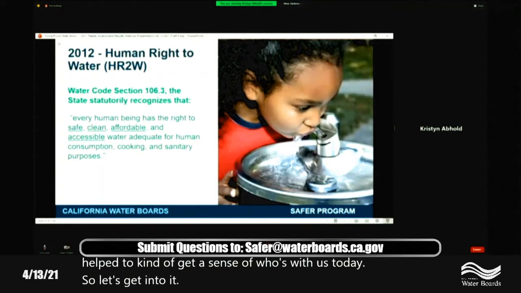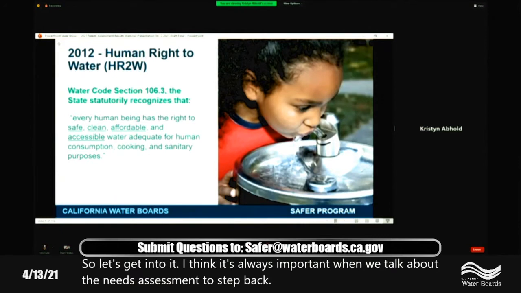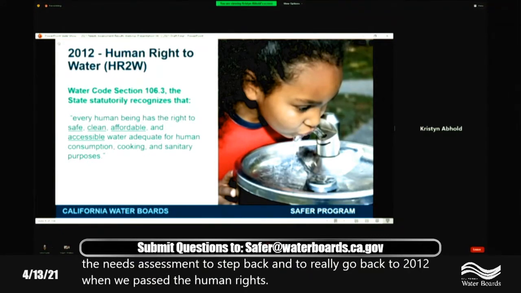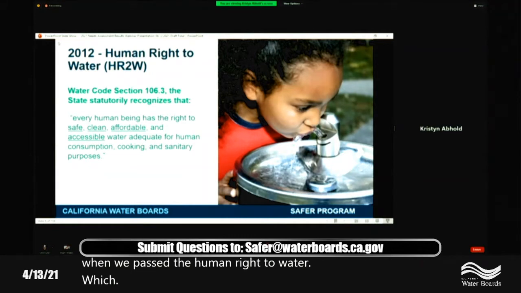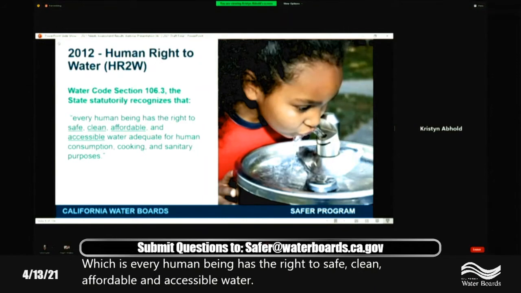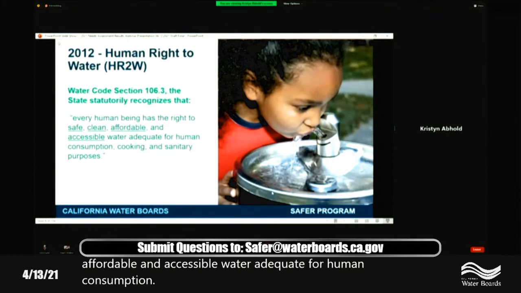I think it's always important when we talk about the needs assessment to step back and go back to 2012, when we passed the human right to water, which is that every human being has the right to safe, clean, affordable, and accessible water, adequate for human consumption, cooking, and sanitary purposes.